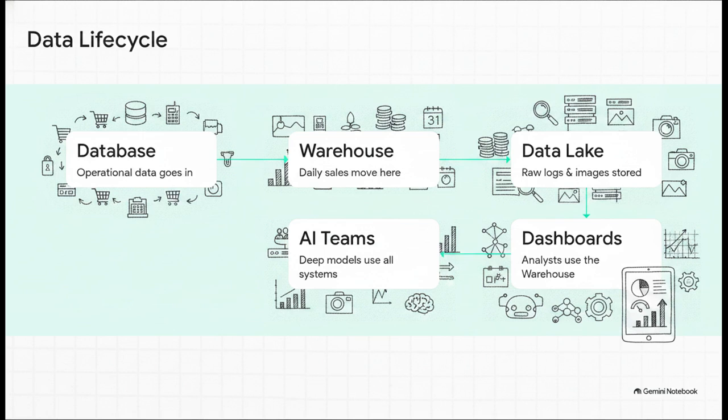Step 4. Your business analysts use that organized data warehouse to build their company-wide performance dashboards. And finally, Step 5. Your AI teams tap into literally all of these systems, pulling structured data from the warehouse and raw images from the lake to train deeper, much more complex AI models.